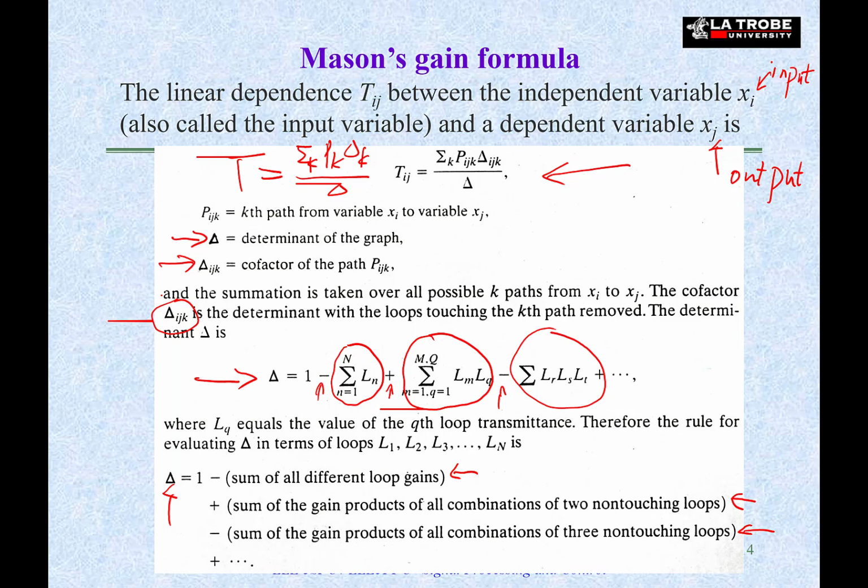Because delta k is associated with the kth path, every time we have a different path, we may have a different delta k. Delta is common for all the paths, but delta k can be different from one path to another.